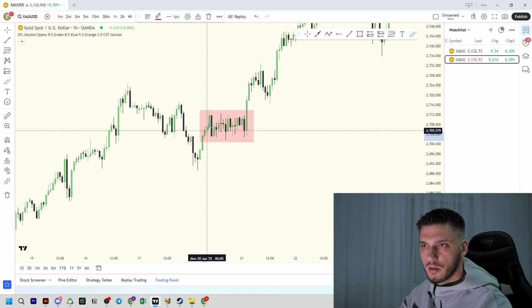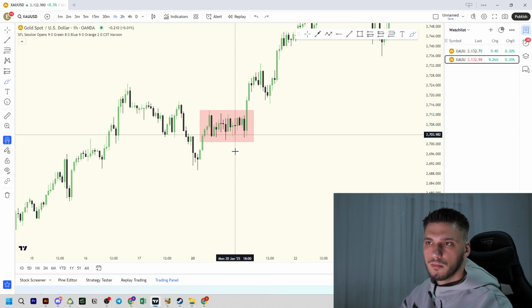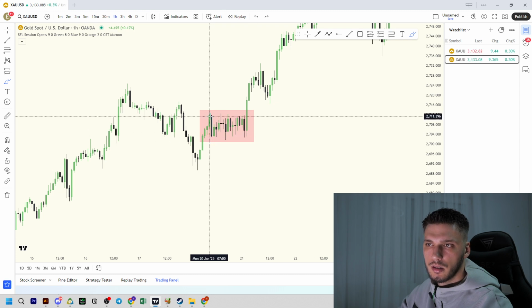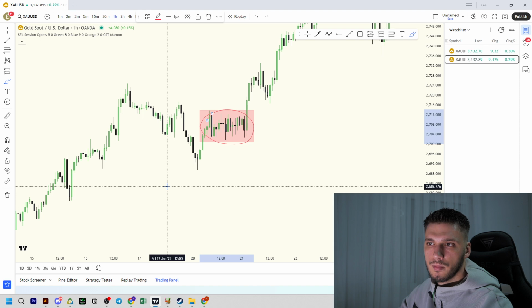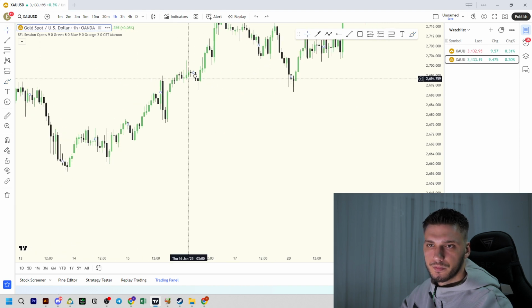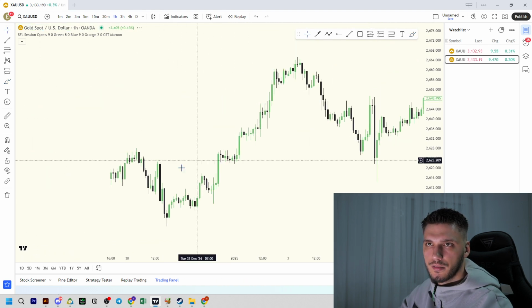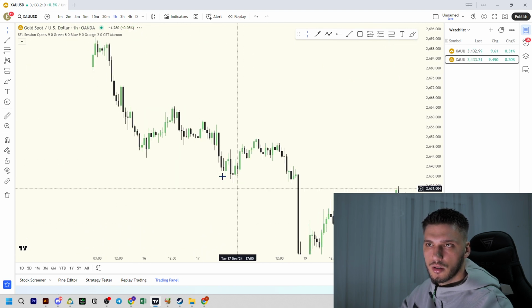This is a ranging market, up, down, up, down, up, down. We have green candles, red, black candles, green, red, black, green, black. This was a range. This was a ranging market. Let's see if we can identify different ranging markets.